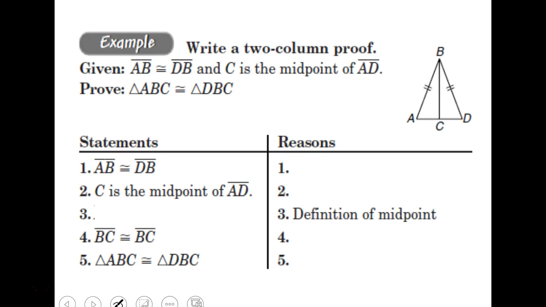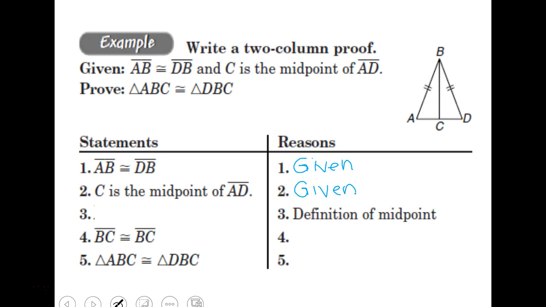So here we see AD is congruent to DB, and C is the midpoint of AD. And we are supposed to prove that triangle ABC is congruent to triangle DBC. So we see here AB is congruent to DB. That was given. We also see C is the midpoint of AD. That is also given. So here what this proof has done is they have split their givens up into 2 separate statements. So that sometimes will happen.